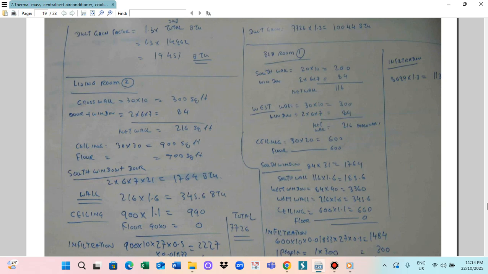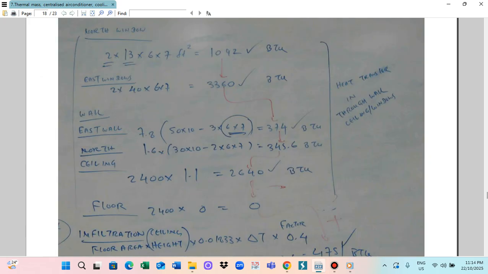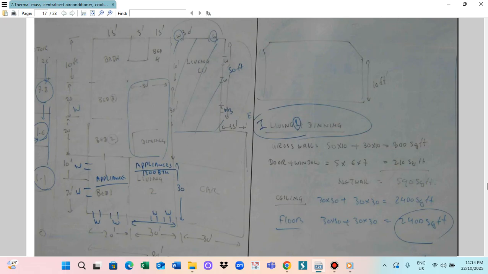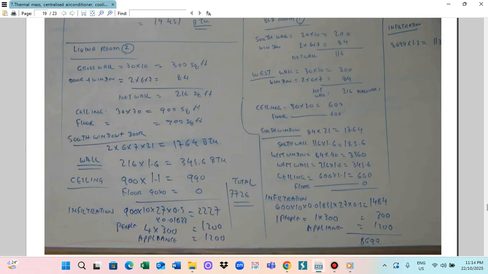So living room 2 is a cross wall area. Living room 2 is here, we calculate for this portion. 30 feet and height is 10 feet. So the cross wall is 30 multiplied by 10, so this is 300 square feet.